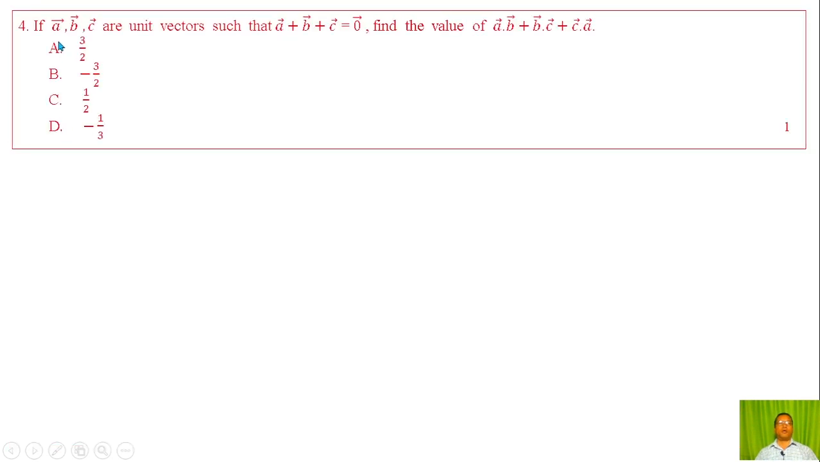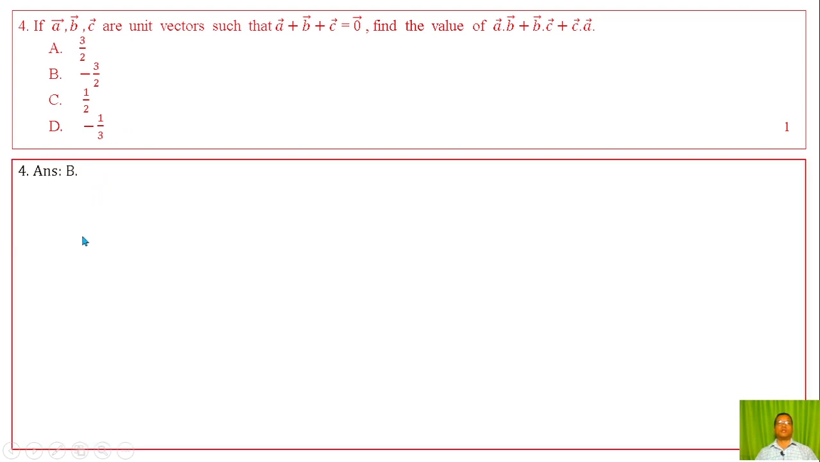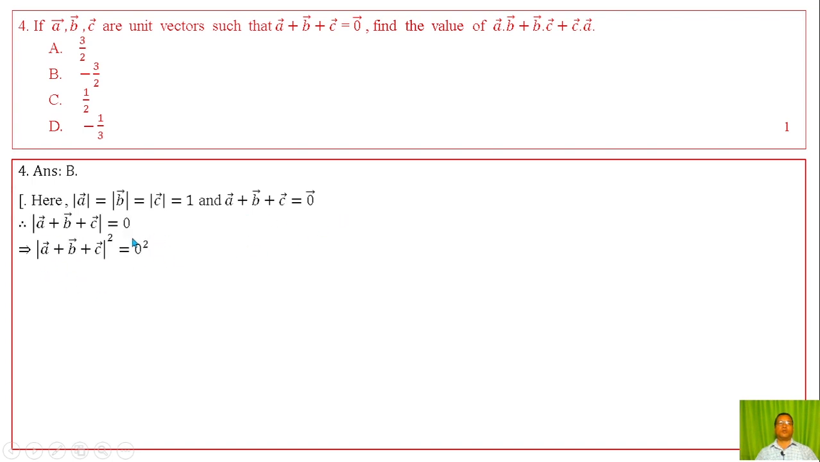For question number 4, if a vector, b vector, c vector are unit vectors such that a vector plus b vector plus c vector is zero vector, find the value of a dot b plus b dot c plus c dot a. Options are 3 by 2, minus 3 by 2, plus half, minus 1 by 3. Correct answer is B. Its solution: modulus of A, modulus of B, modulus of C equal to 1, and their sum is also 0 vector, whose modulus must be 0. Squaring on both sides we have the square equal to A plus B plus C dot A plus B plus C equal to 0.